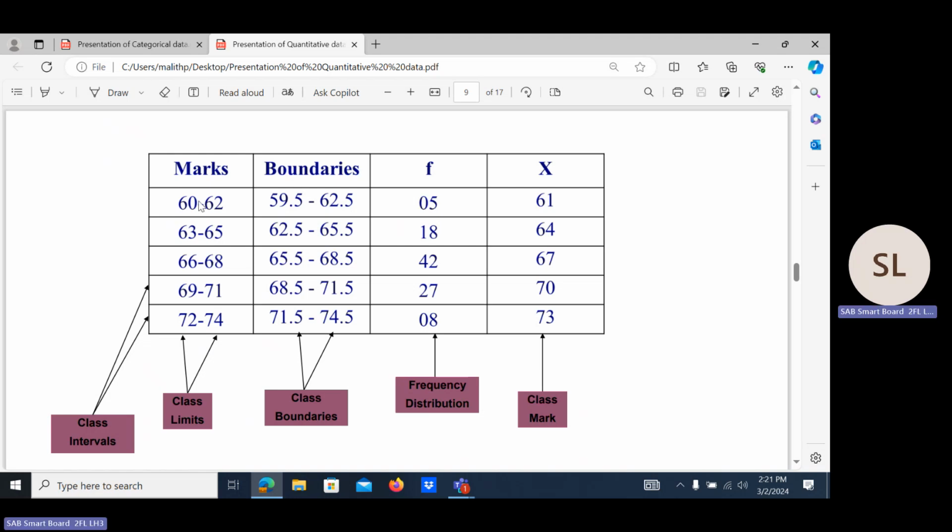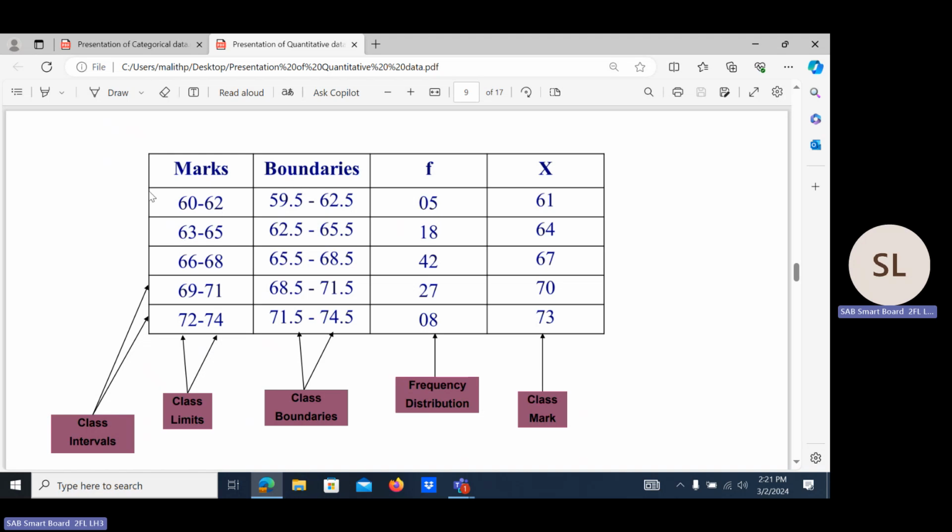Okay, then move into the first one, 60 to 62. Then the second one starts from 63. There is a gap now. The first stops at 62, and the second starts from 63. There is a gap. Normally we need to draw the histogram, and there is no gap between the bars in a histogram.